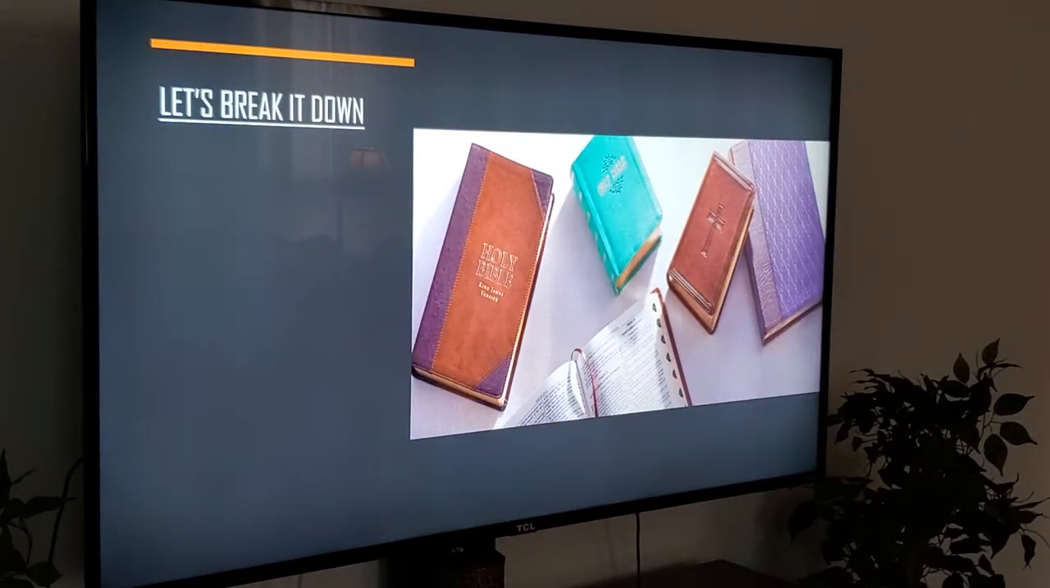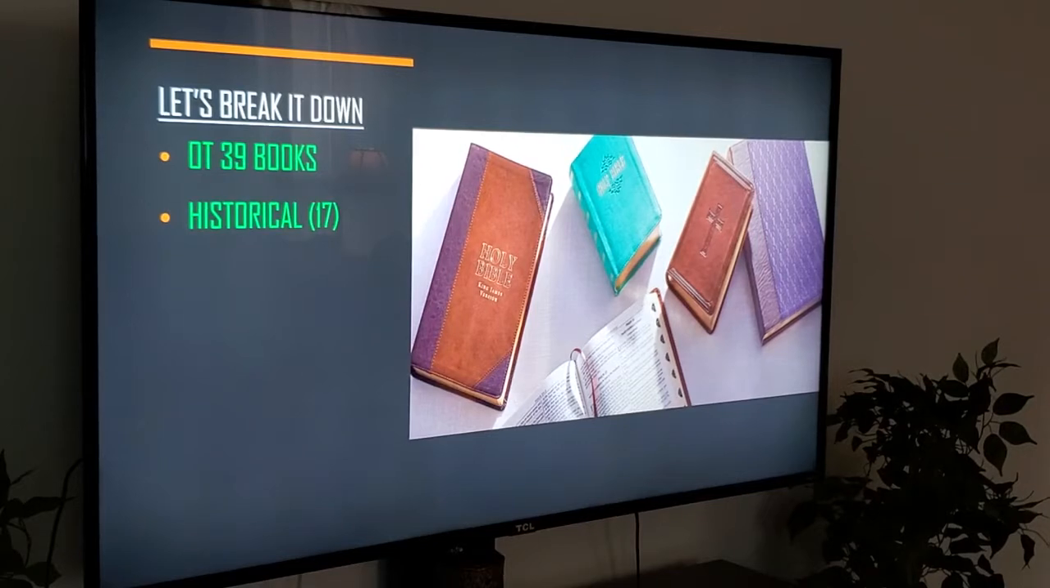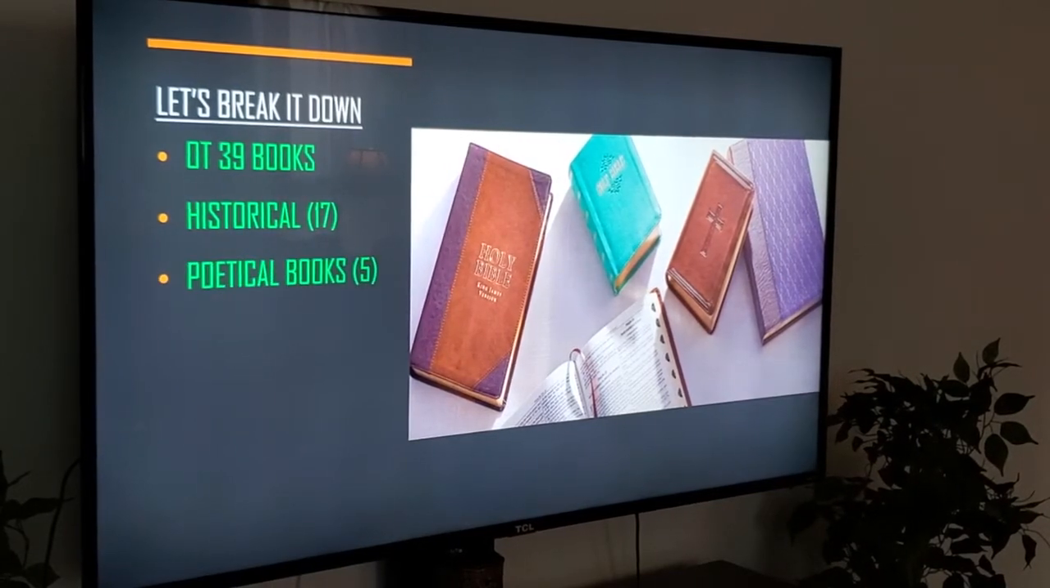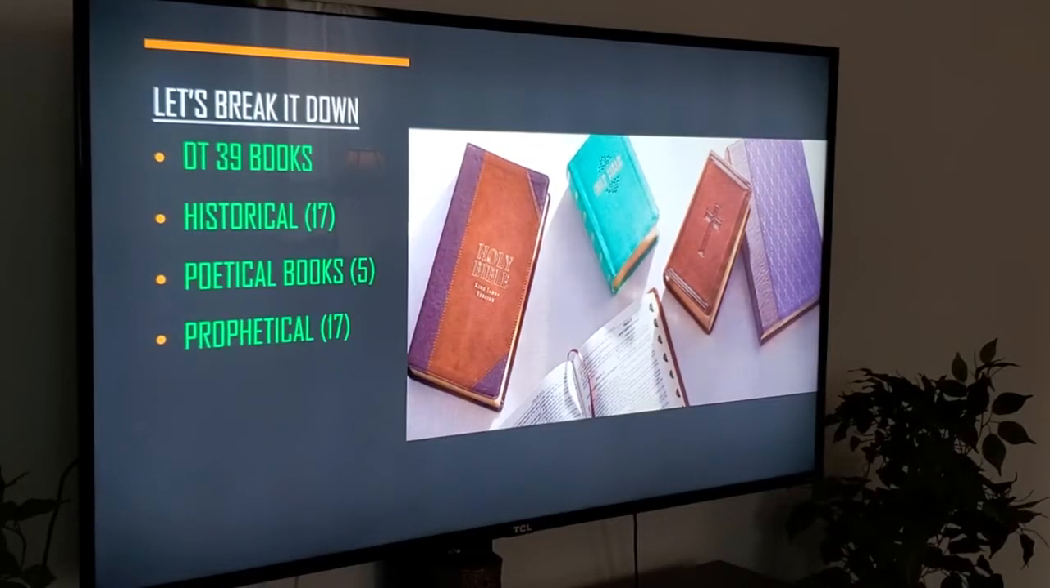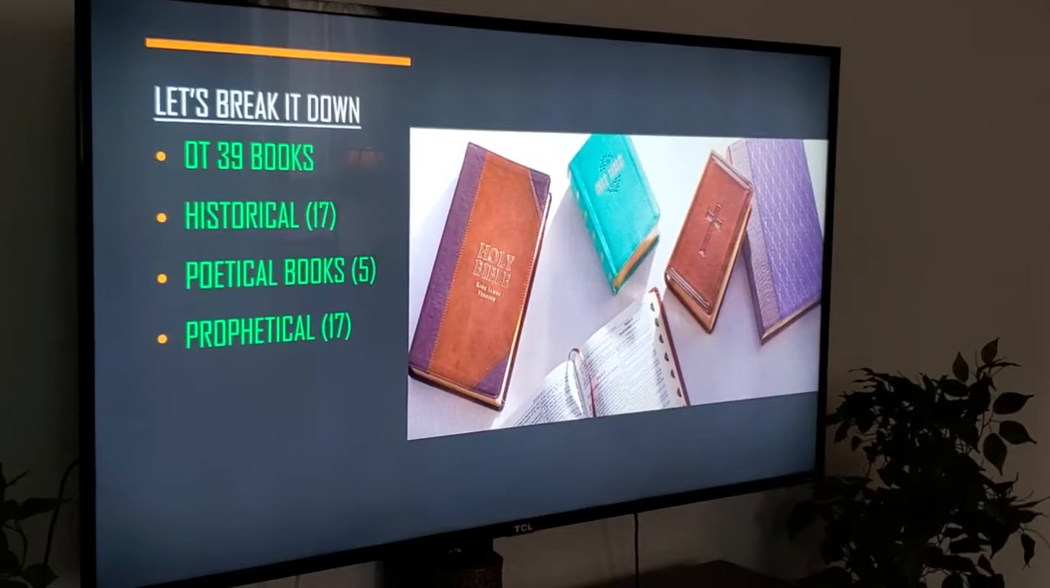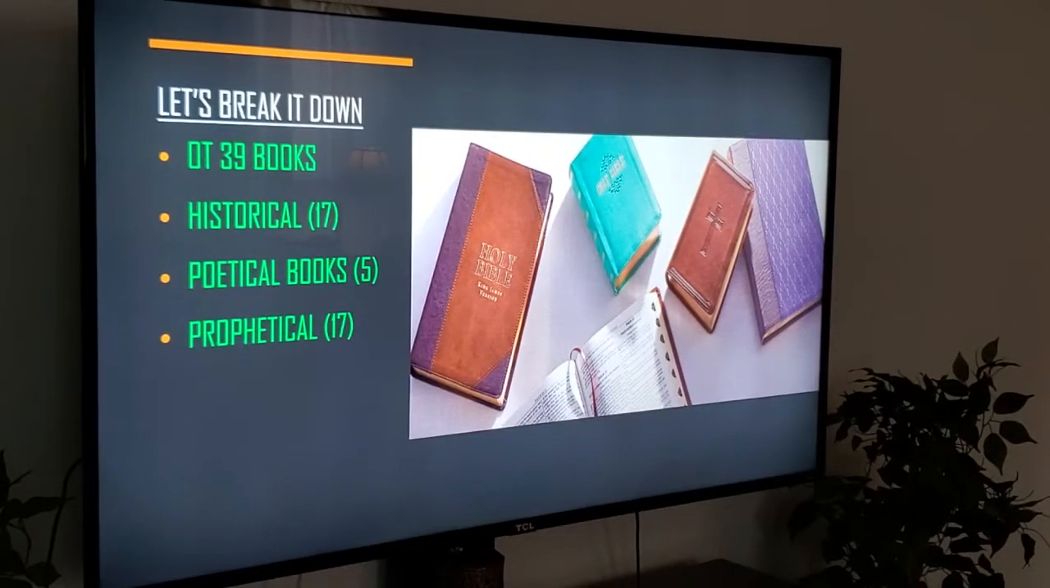So let's break it down. Old Testament is 39 books. So there's 17 historical books, 5 poetical books, and 17 prophetical. So 17, 5, and 17.